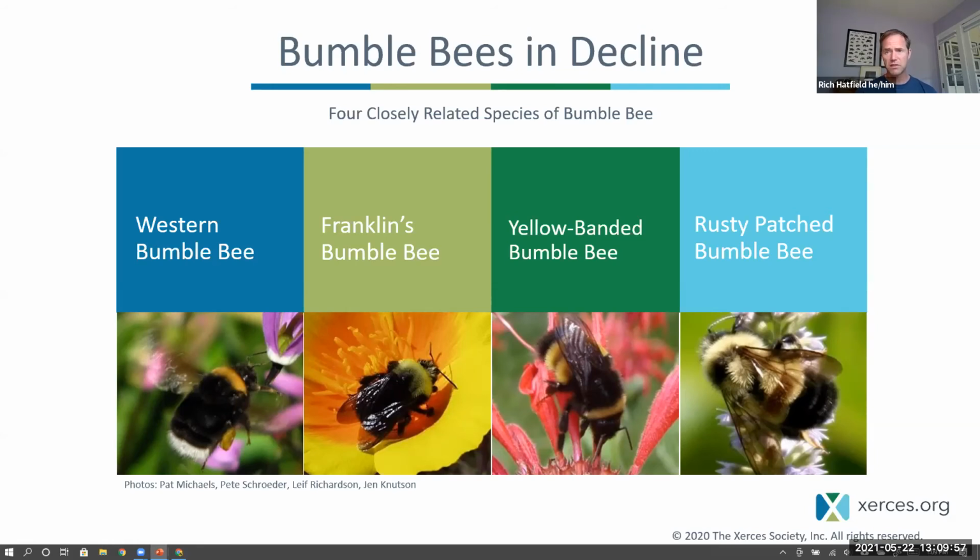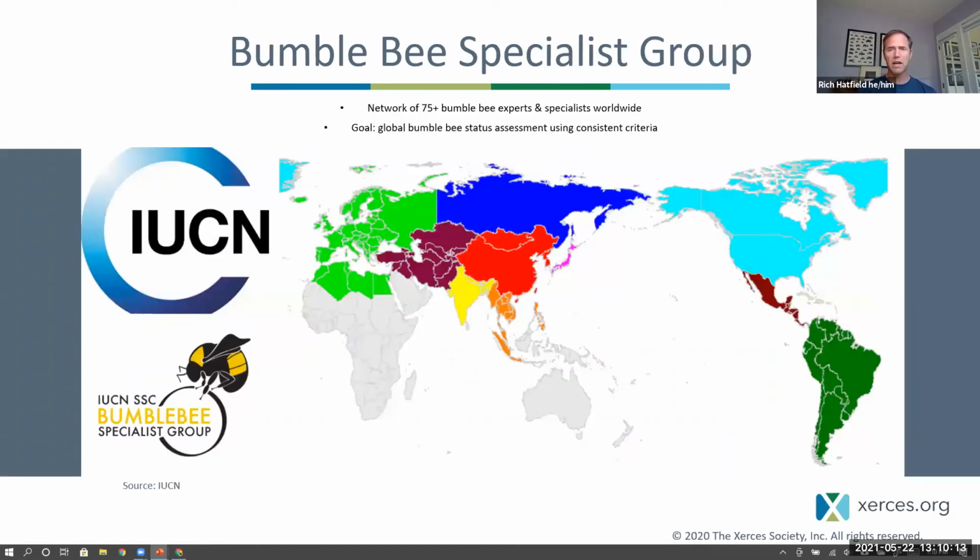And there were other researchers, Leif Richardson included, in the eastern United States that had noticed the decline of the rusty-patched bumblebee and the yellow-banded bumblebee on the East Coast. And so at that time, we recognized there were some pretty major factors going on. And a group of scientists got together and formed the Bumblebee Specialist Group. And the Bumblebee Specialist Group is part of the International Union for the Conservation of Nature, or the IUCN. And the role of this group is to assess the extinction risk of bumblebees everywhere they're native. Again, this reflects that map that I showed you earlier. These are all the areas with native bumblebee species.